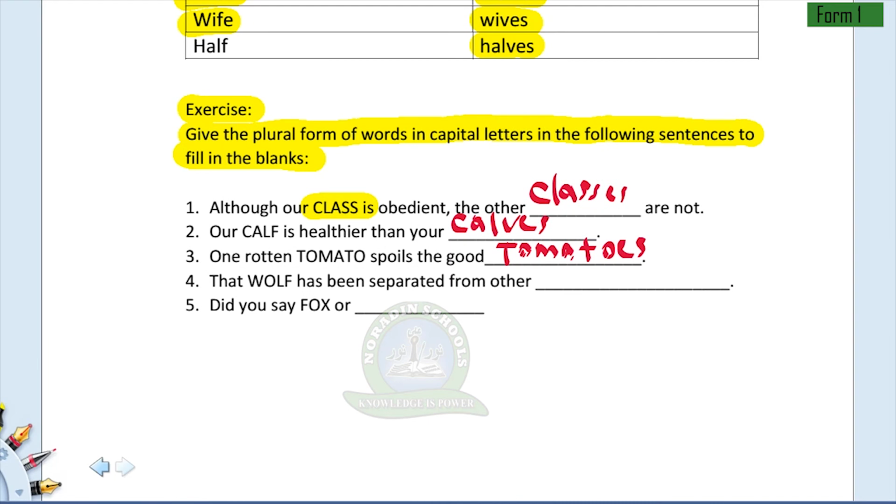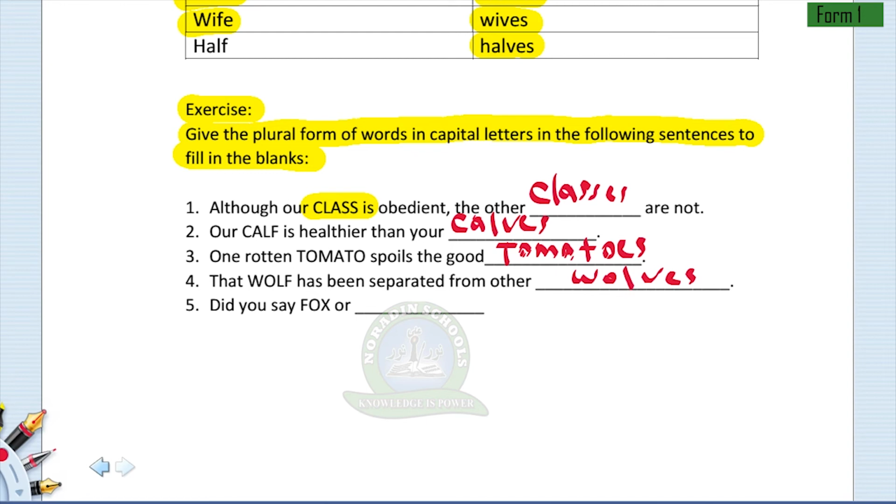The fourth one: that wolf has been separated from the other dash. You have 10 seconds. Well, the plural form of the word wolf is wolves.